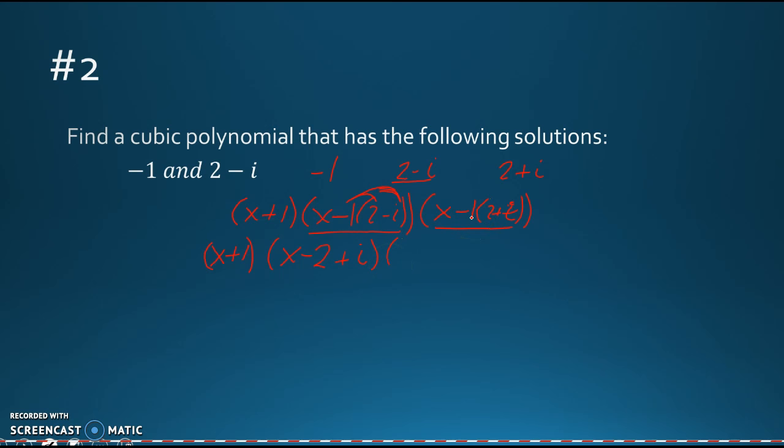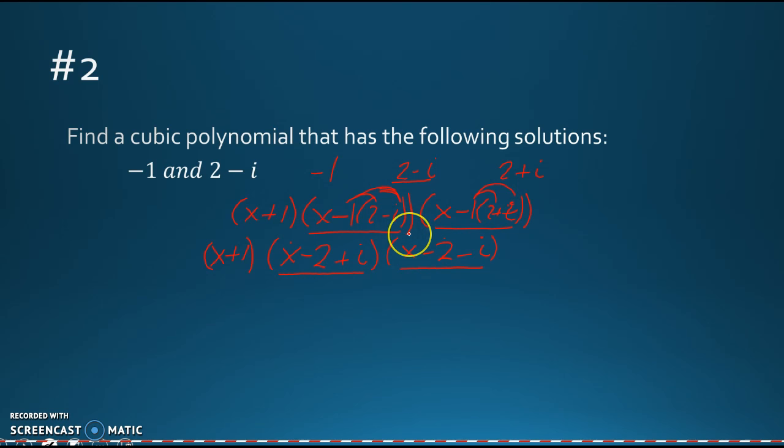I'll put a 1 here, and this is going to be x, but then negative 1 times 2 is negative 2, and negative 1 times positive i is negative i. So I have this trinomial, and I'm going to multiply that times this trinomial. This is going to take some space here, but let's go ahead and get through this. I'm going to take x times each of these three terms.